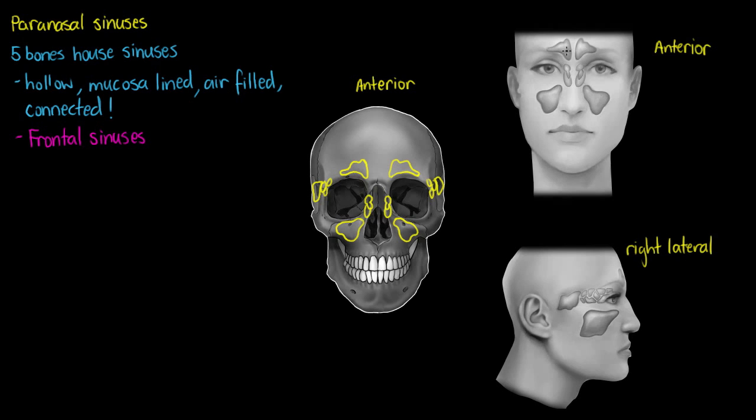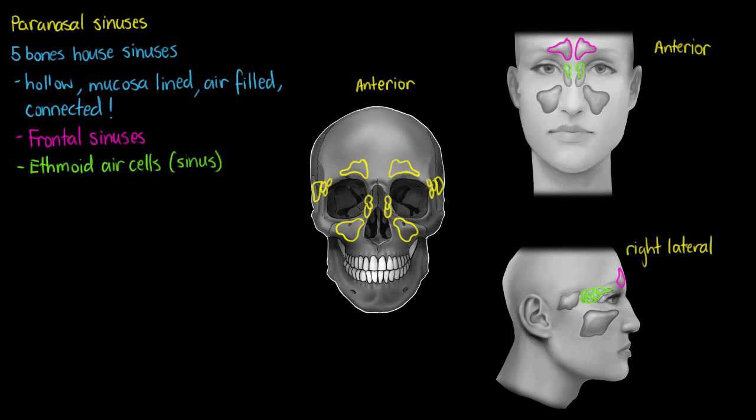Now the first sinus we'll have a look at is our frontal sinuses. I'm just outlining the frontal sinuses here, located in our frontal bone, and we can also see a small portion of it from the right lateral view here as well. Our second set of sinuses will be our ethmoid air cells or ethmoidal air cells. So that's our ethmoidal sinus, and that's this one here that I'm just outlining in green. And we can see from the right lateral view, our ethmoidal air cells actually extend quite a way backward.